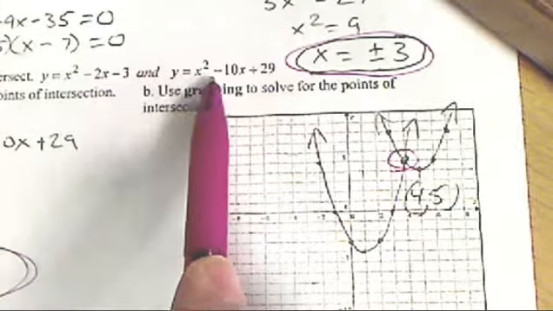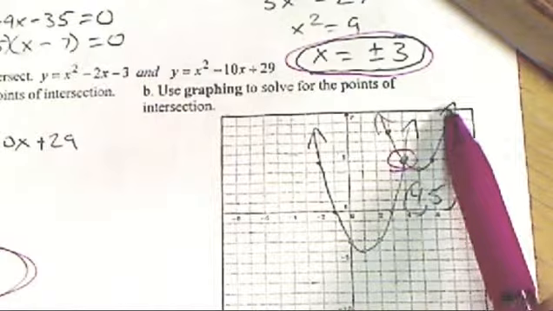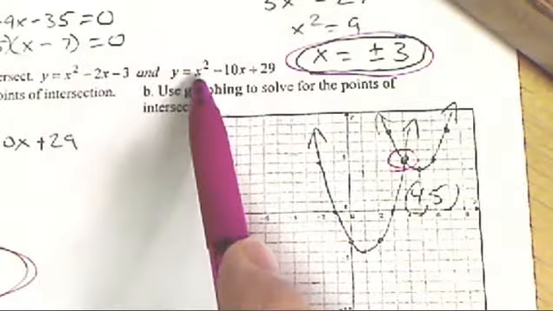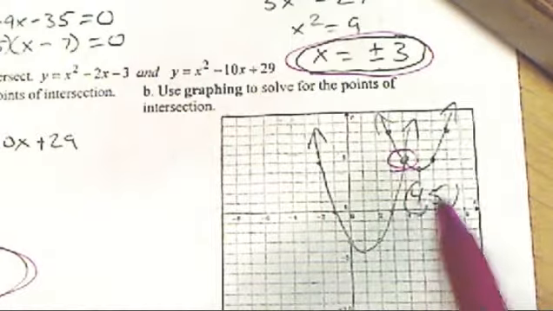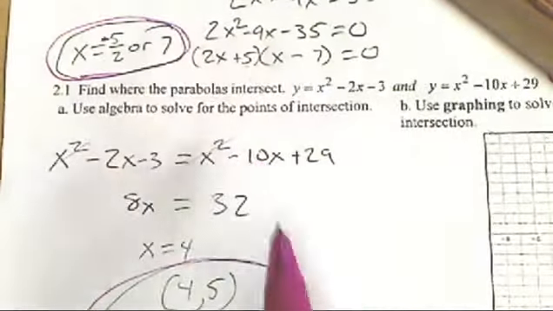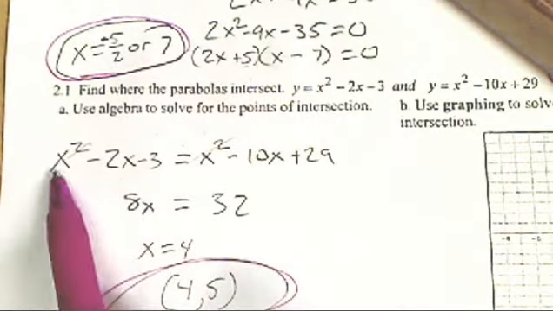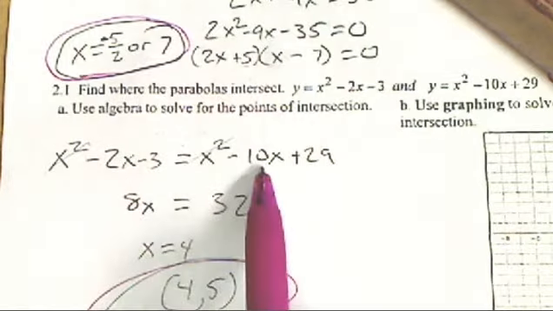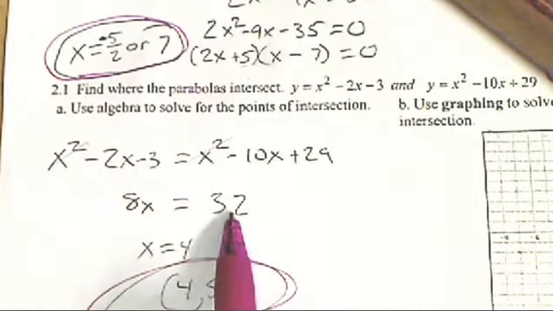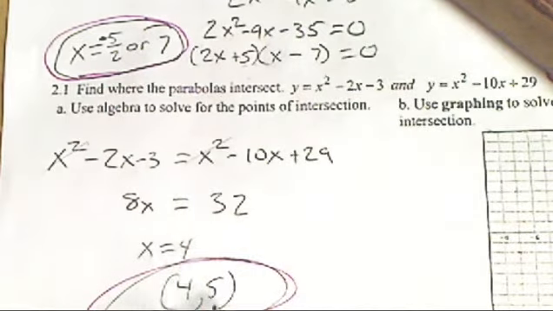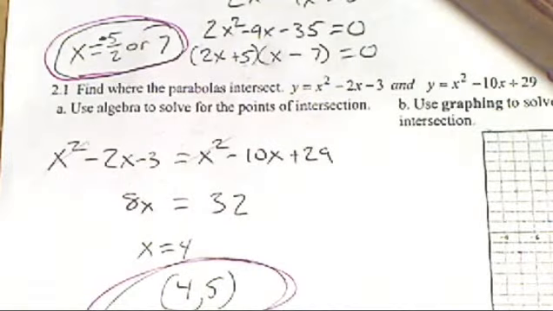So I'm finding where these two parabolas intersect. I graphed each one of them, just making a table, plug in x's, find your y's, and plot the points, and it intersected at 4, 5. To do that algebraically, you put them equal to each other, and then I just solve it. I subtracted x squared from both sides, and it eliminated the x squareds. I added 10x to both sides, that's how I got the 8x. Add 3 to both sides, that's how I got the 32. And I got my 4. I got the 5 by plugging 4 back into one of these two equations. Doesn't matter which one. And that's the point of intersection.